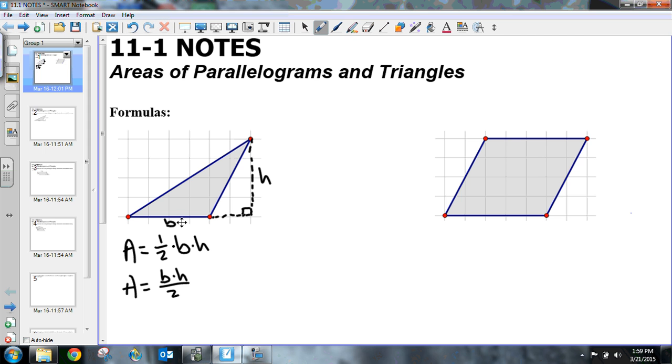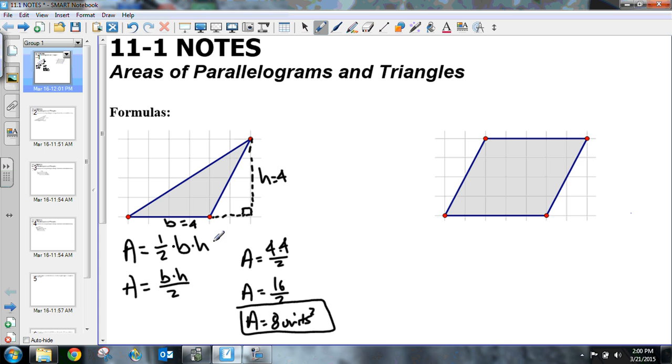So here my base is equal to 4, and my height is also 4. So if I plug it into my formula, my area is going to end up being 4 times 4 divided by 2. And so my area is going to be 16 divided by 2, which is 8. And we'll call that units squared, square units. So there's my area for that triangle.